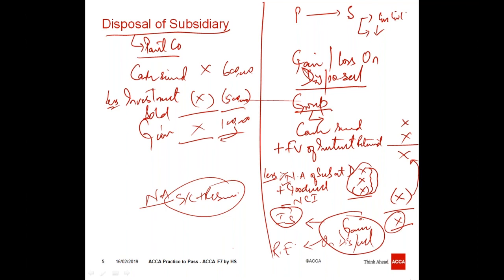This gain or loss go to the OCI? No. How to calculate the net assets? Net assets is calculated by adding the share capital of the subsidiary plus all its reserves till the date of acquisition, disposal. Net assets of the subsidiary is equal to share capital plus retained earnings? No. Share capital plus reserves. So the reserves means share premium, revaluation reserve, retained earnings, and other reserves.